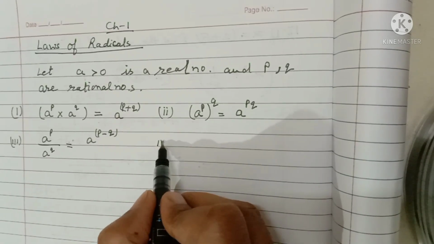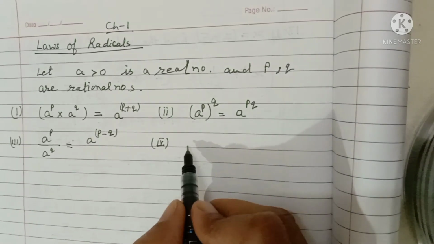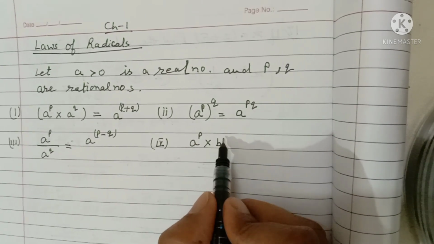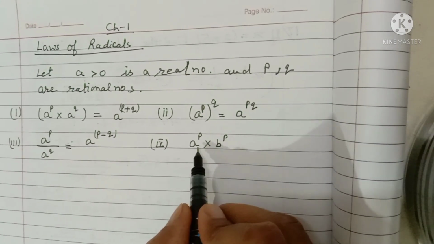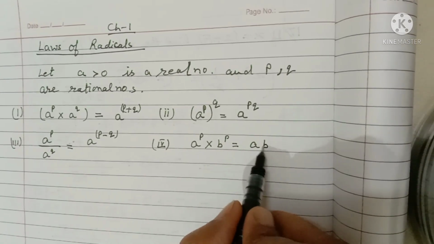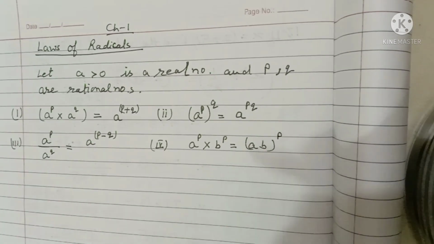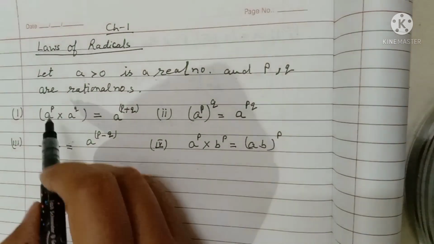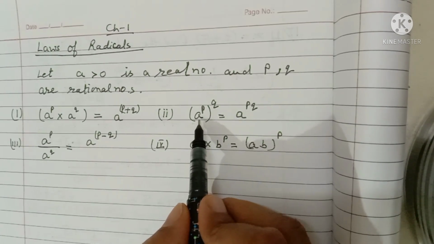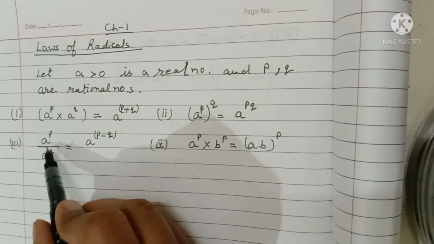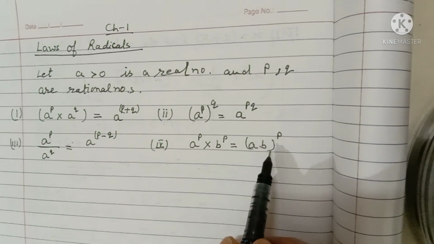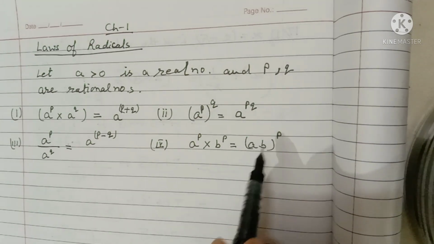Now the fourth type, if bases are different, a to the power of p into b to the power of p, both powers are the same, you can write it as ab to the power of p. In the first three parts the base is the same, a, and in the fourth part the bases are different, so this becomes ab to the power of p.